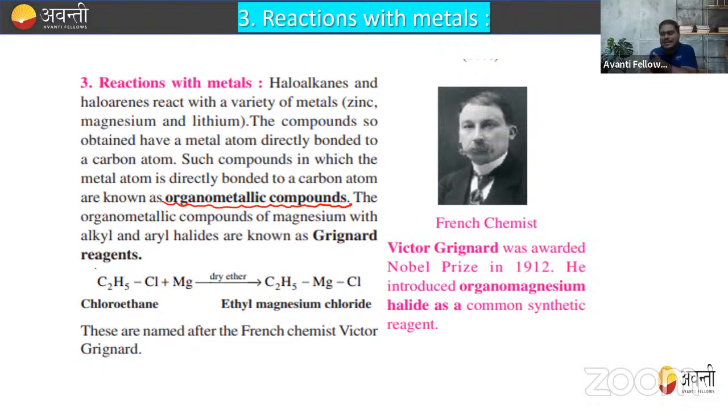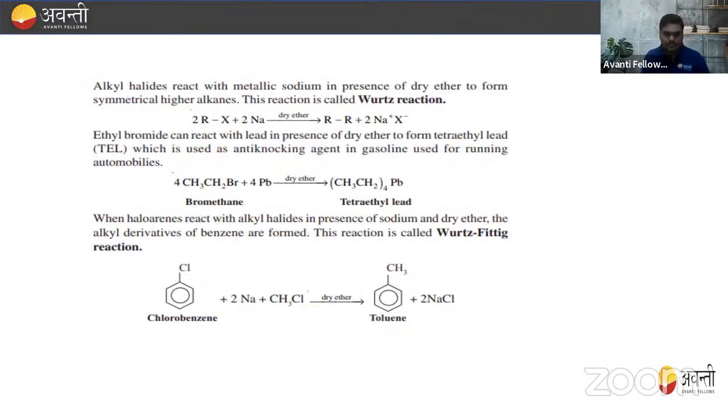So these Grignard reagents will play a very significant role, right? Now, on a similar basis, alkyl halides react with metallic sodium, just like magnesium. They also react with metallic sodium in the presence of dry ether to form symmetrical higher alkanes. And this is known as the Wurtz reaction. So always remember this. This is known as the Wurtz reaction.